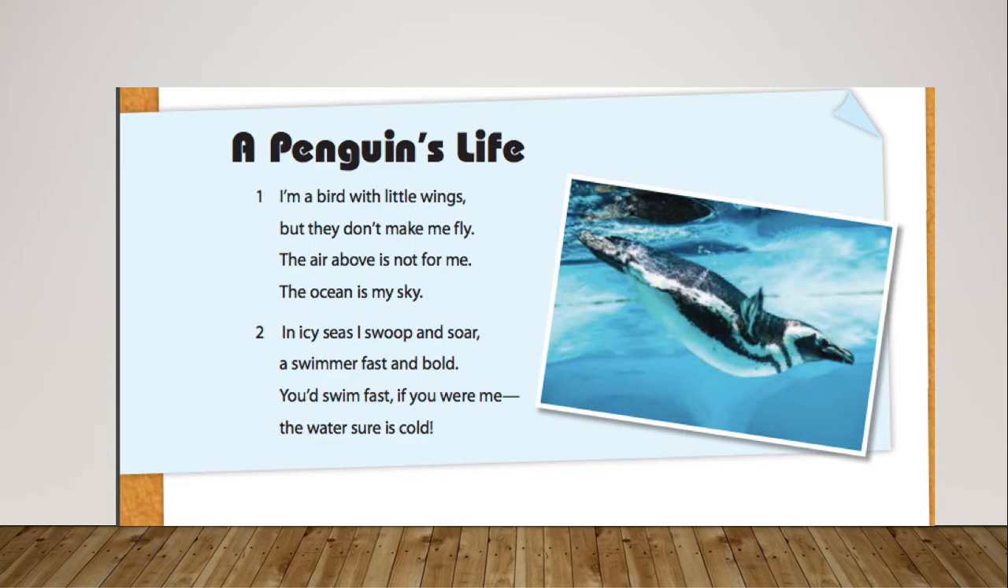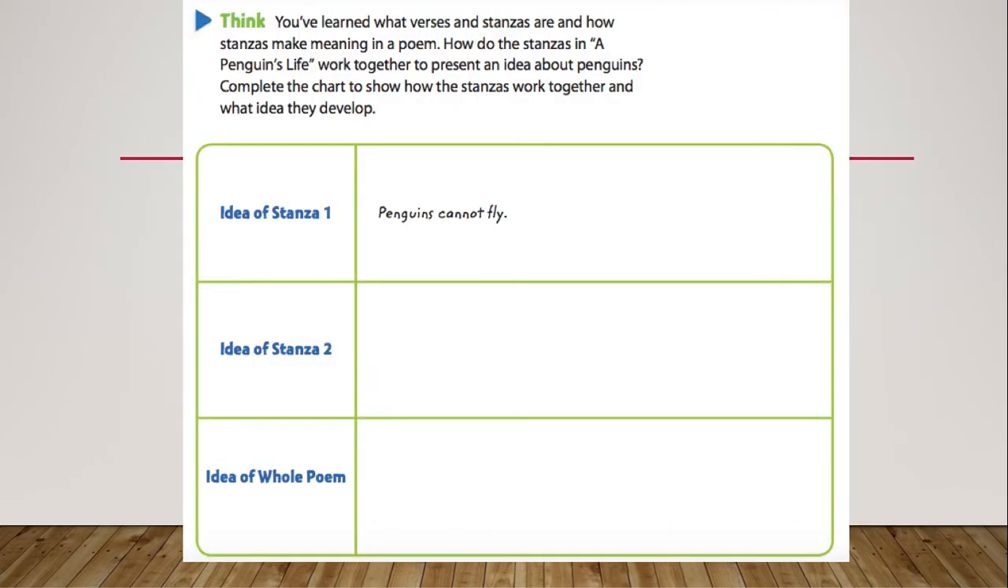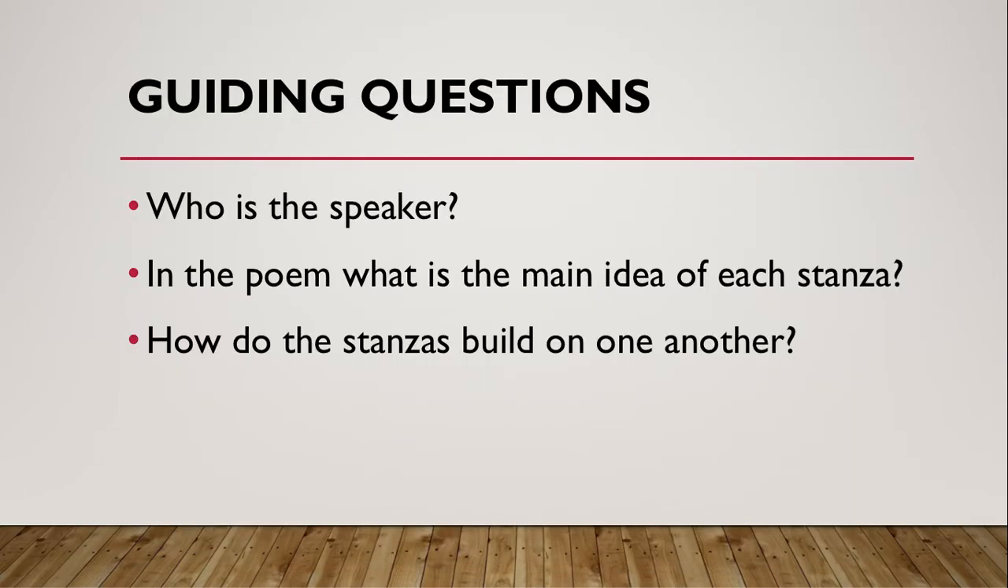So when we're looking at poems, we're looking at how it's written. And in this case, it's writing about the penguin's life. When we're thinking about poetry, we can ask ourselves, who is the speaker? In the poem, what is the main idea of each stanza, and how do they build on one another? Well, the first thing we saw in our first stanza was that penguins can't fly, which then leads us to stanza number 2, where it explains that instead of flying through the sky, our penguins swim through icy cold waters.